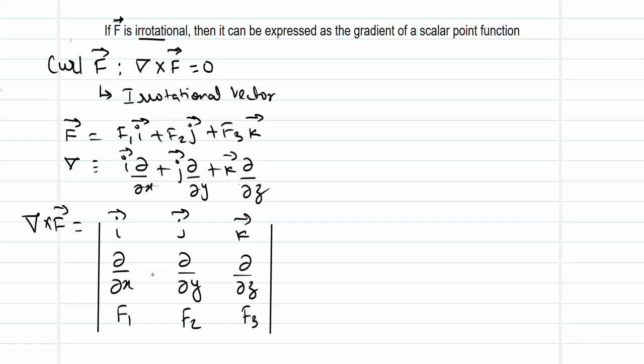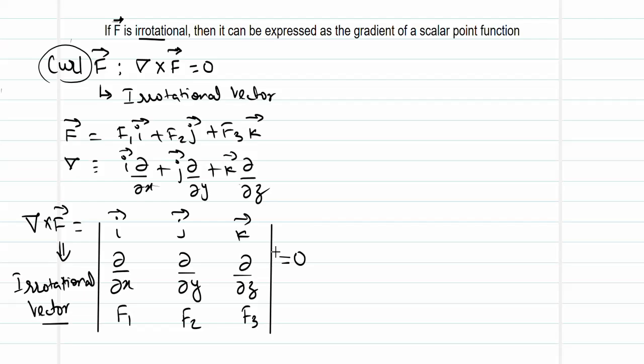If I compute this 3 cross 3 determinant and find that it turns out to be 0, then you call this vector f an irrotational vector. Why are we giving this name? Because del cross f represents curl. Curl means the tendency to rotate about a given point. If it is not going to rotate, then the cross product will become 0. So the non-rotation gives the name irrotational vector to f.